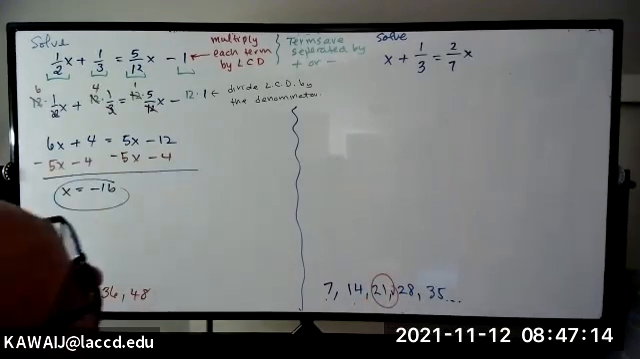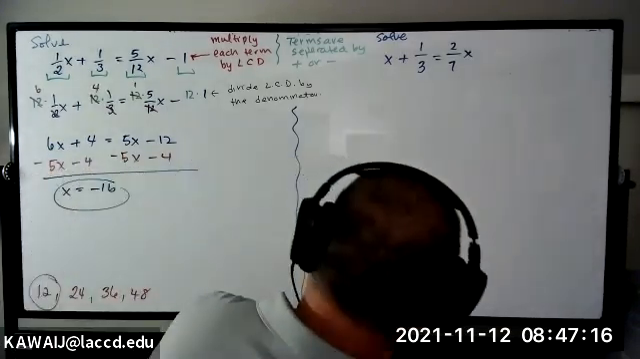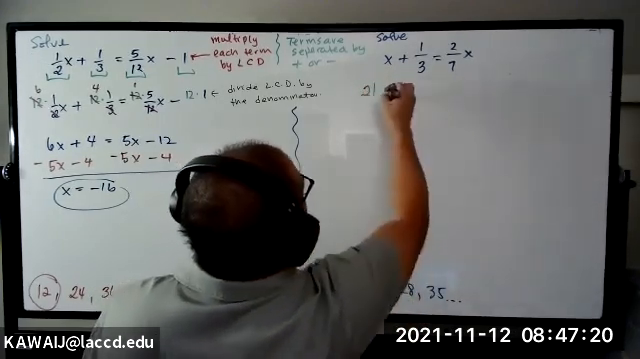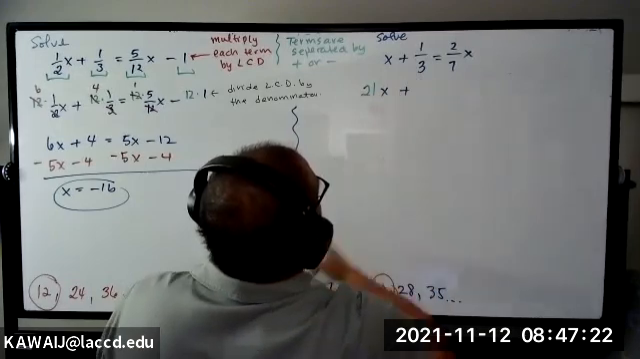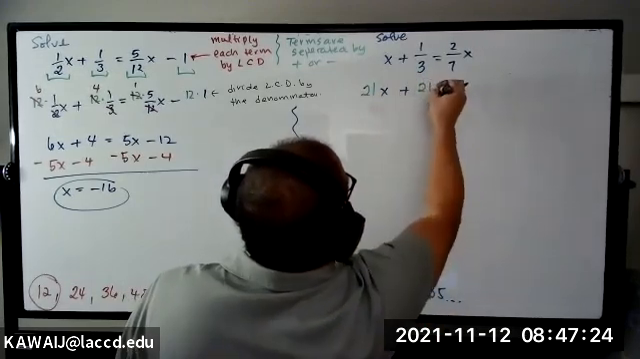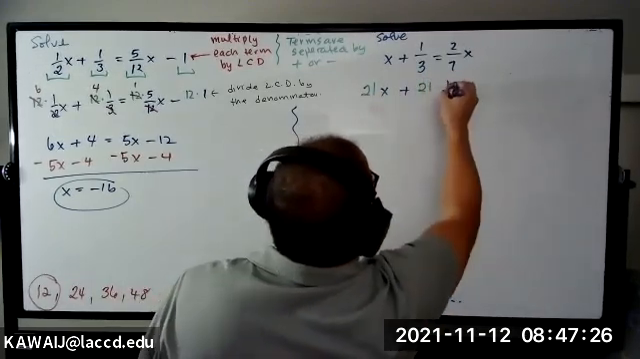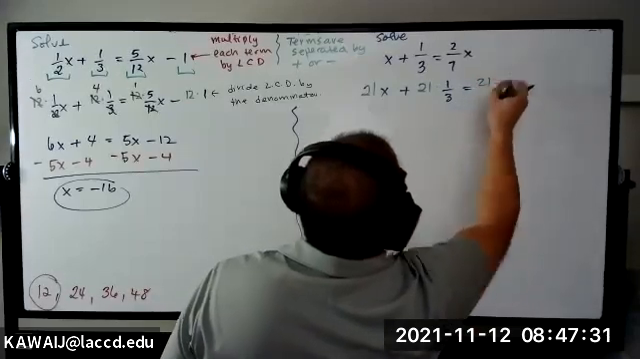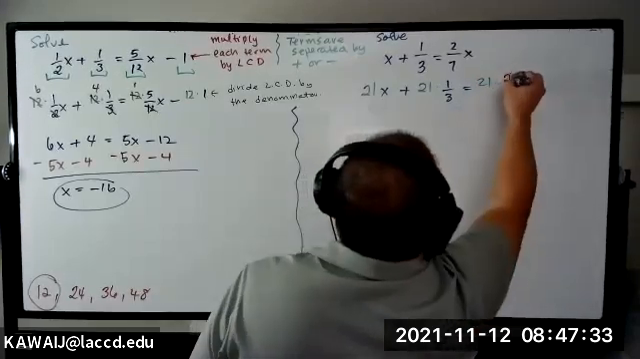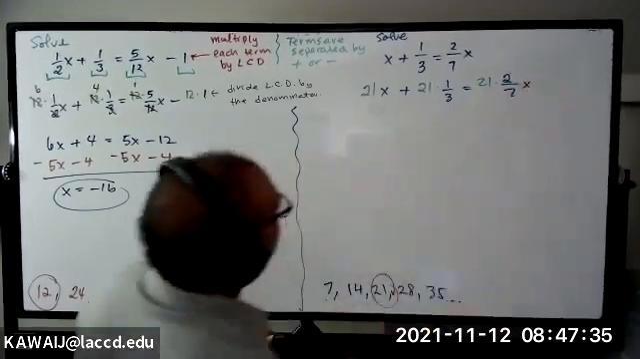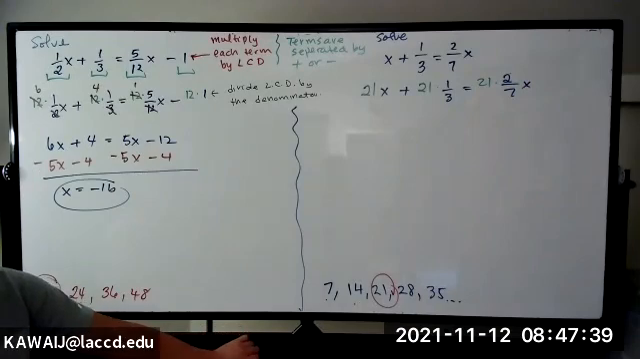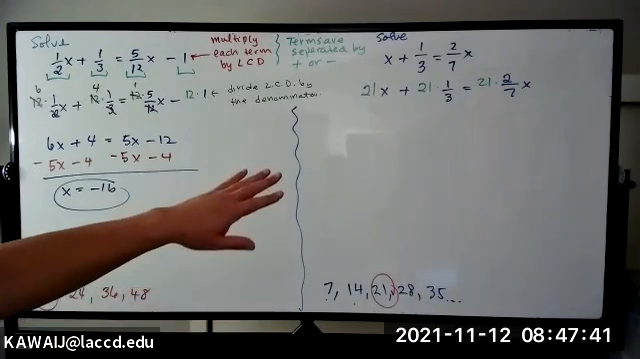So we're going to multiply each term by 21. So we're going to go 21 x plus 21 times 1/3 is equal to 21 times 2 over 7, x like that. Okay. Now go ahead and do the division, right? Divide the 21 by the denominator.